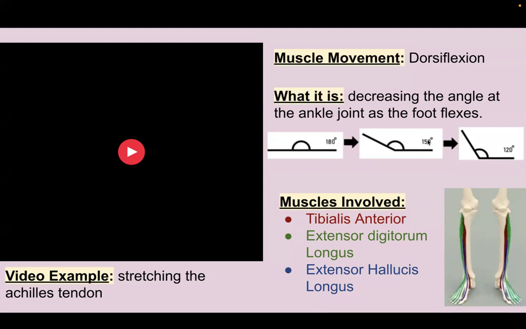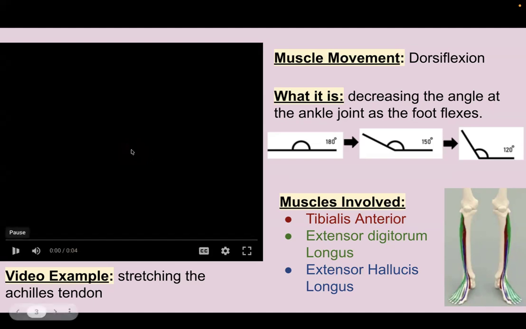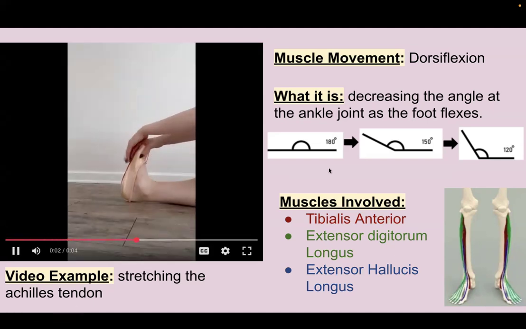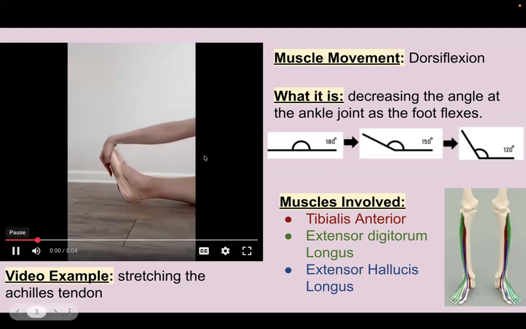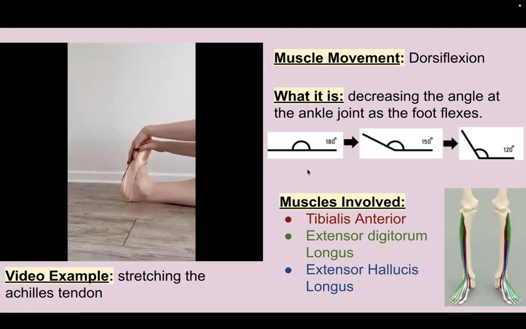It's starting at 180, then 150, then 120, and however far you can flex your foot, the ankle is decreasing the angle there. The muscles involved are the tibialis anterior, shown in red, the extensor digitorum longus, shown in green, and the extensor hallucis longus, shown in this blue color. And then for the video example, you can see the stretching of the Achilles tendon, or flexing the foot upward to get that nice stretch.